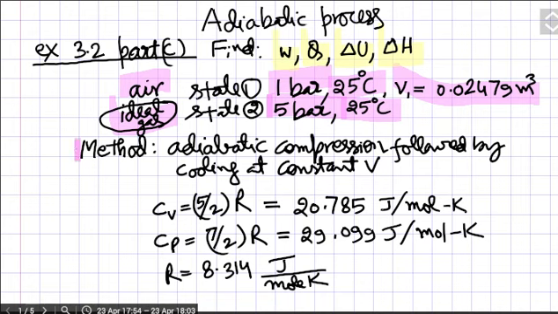And the method they have given to you in this part is that first you need to compress the air by an adiabatic process, and after that you will cool it at constant volume. So these steps are needed when you compress the gas adiabatically. Then some parameters are given: heat capacity at constant volume and heat capacity at constant pressure. It is governed by this formula, and you can convert it into this by the value of R.